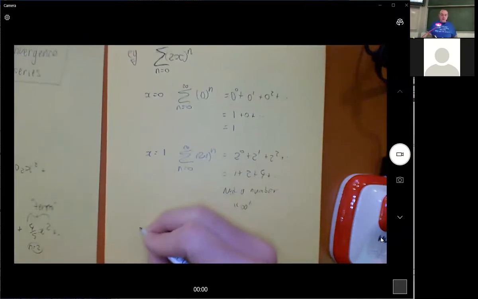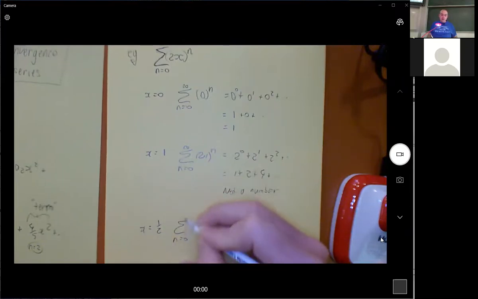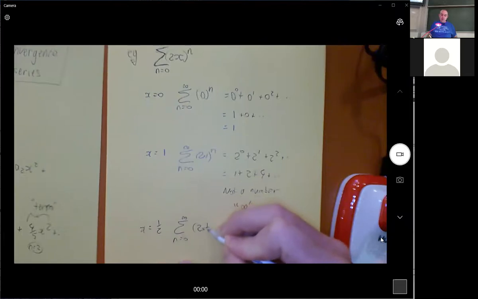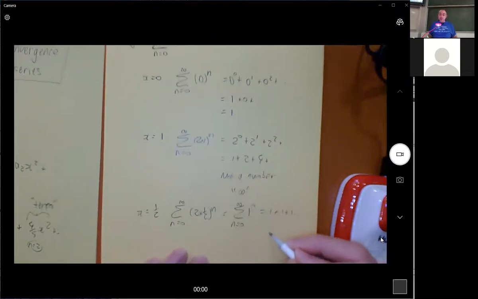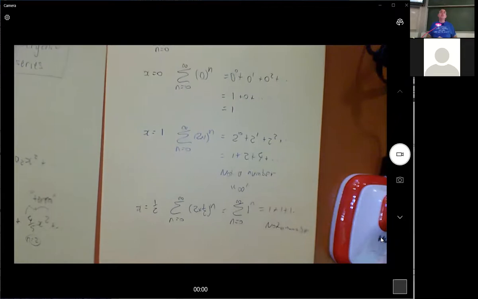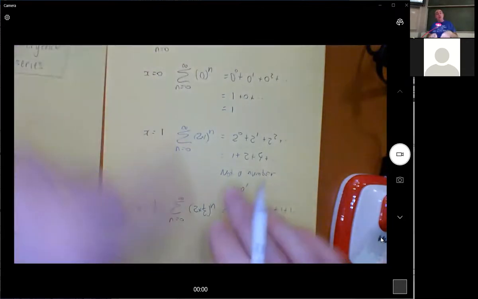And if I tried x equals a half, I'd get the sum from n equals 0 to infinity of 2 times a half to the power of n, which is the sum of 1 to the power of n, and 1 to the power of n is just 1. And so I get 1 plus 1 plus 1 plus forever, which is also not a number, because it's infinitely many ones added together, that's just infinity. And you could try all different numbers for x, and you'll get all these different answers.